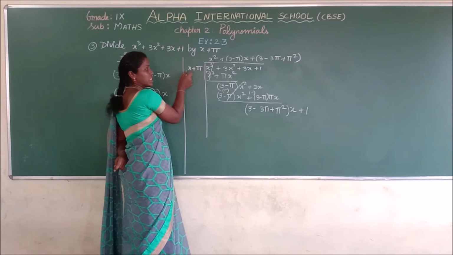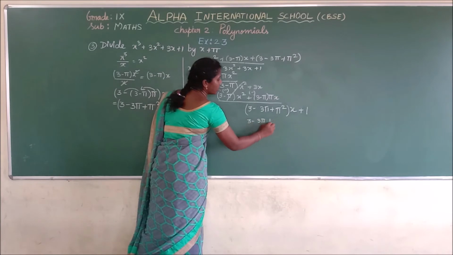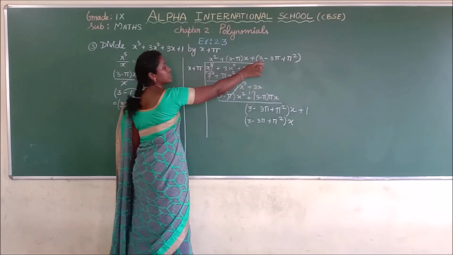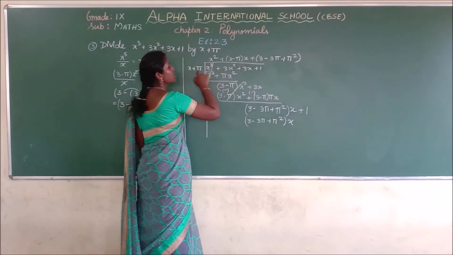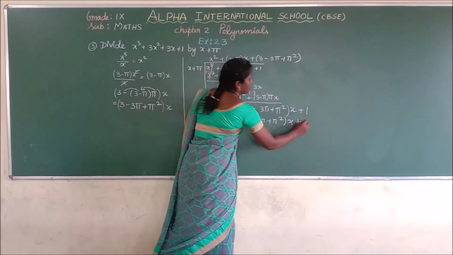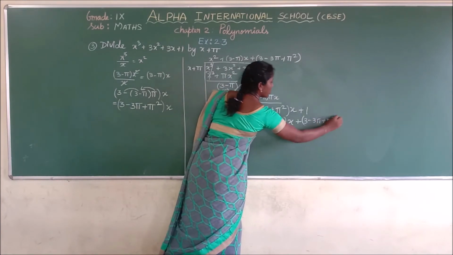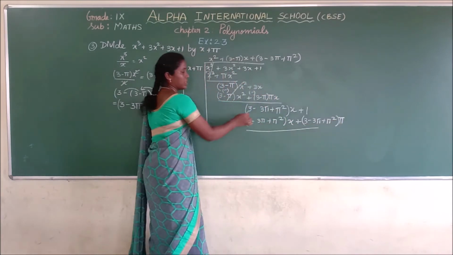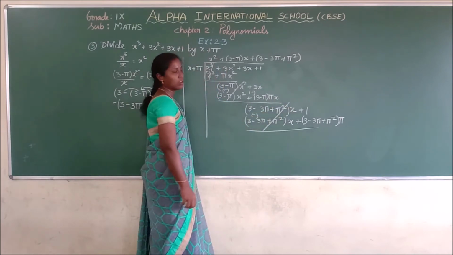If you multiply the term with x, what will be the value here? (3 − 3π + π²) into x. If you take this constant with x, we will get this term. Next we have to multiply the term with the second term π. So plus (3 − 3π + π²) into π. Now the first term, if you subtract this term, they are like terms, so they will get cancelled.